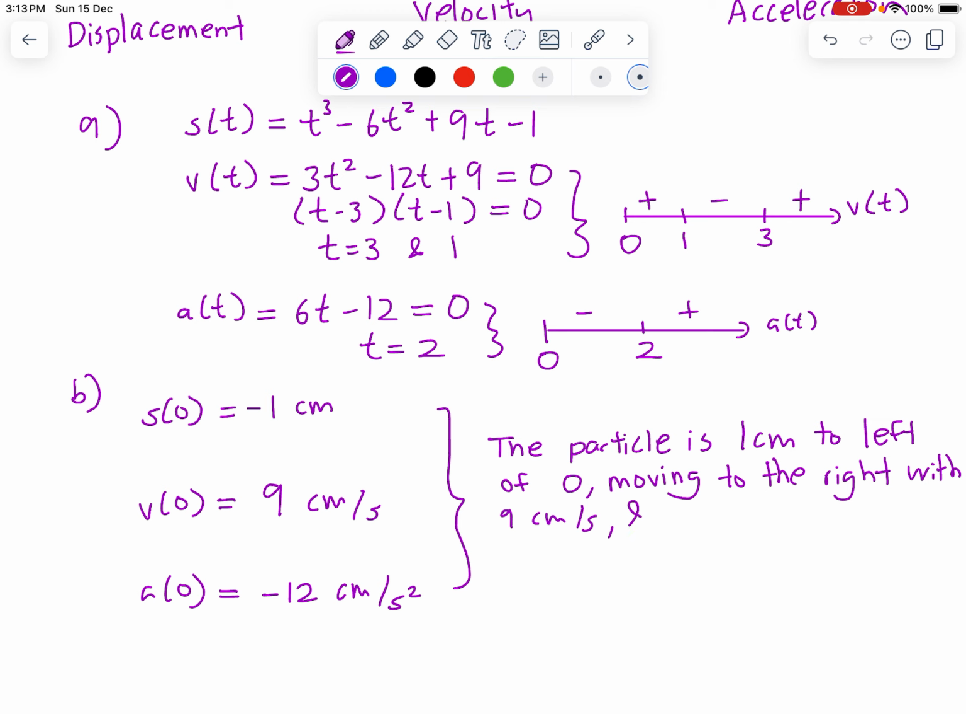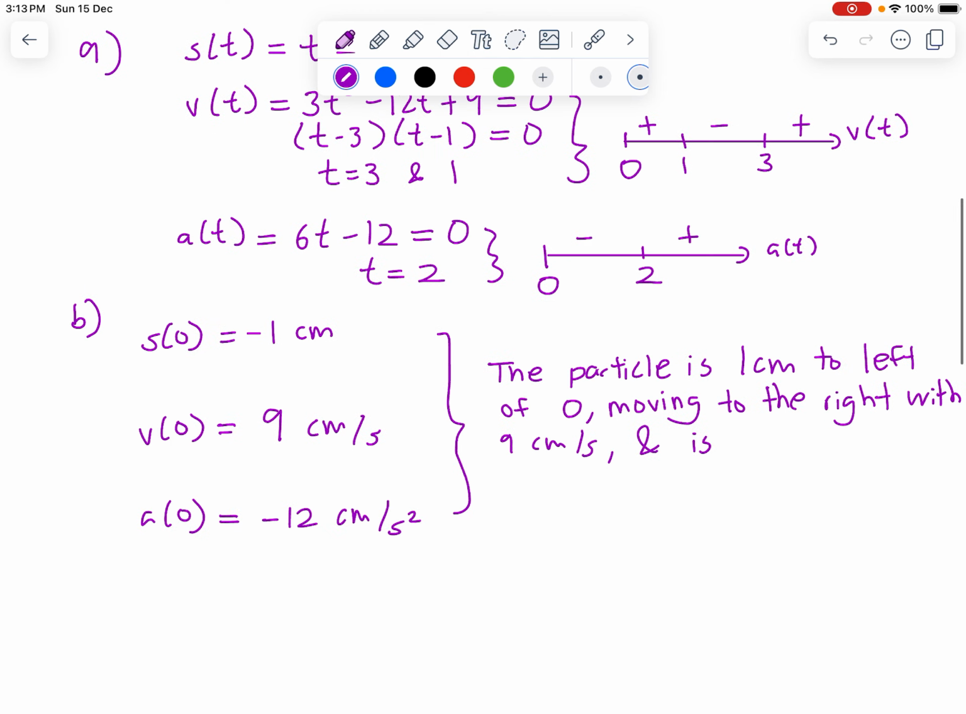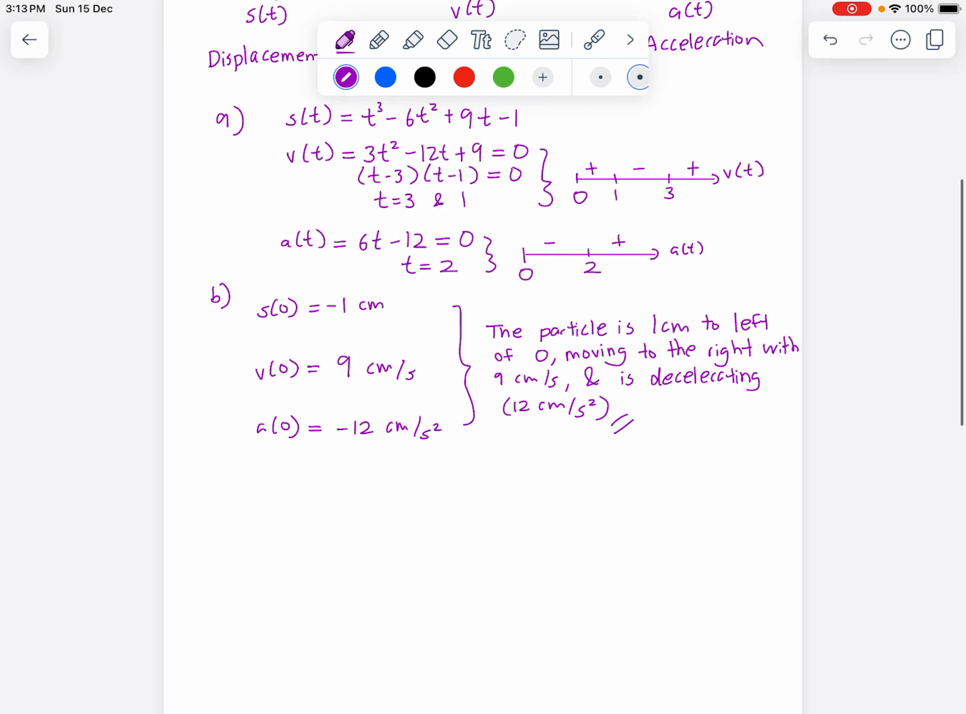And is it accelerating or decelerating? Well, it's clearly decelerating because the acceleration is negative. Decelerating at a rate of 12 cm per second squared. And there you have it. That's how we put it in words.